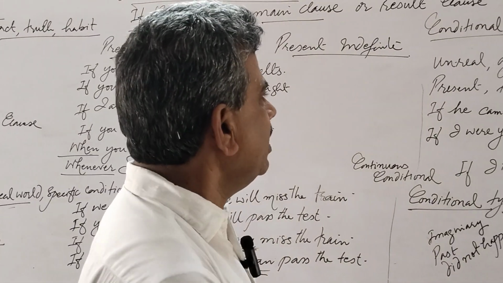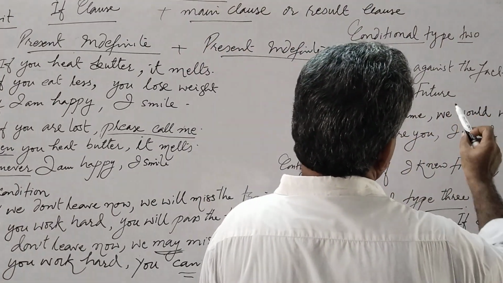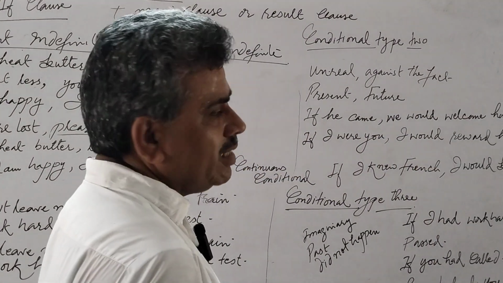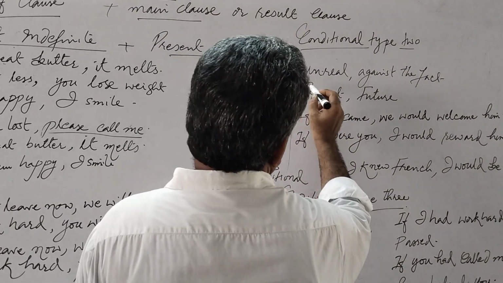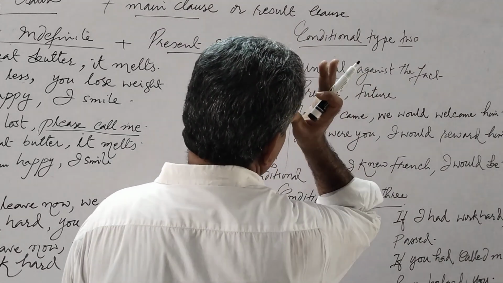Now we are going to type 2. Conditional type 2 is a very special conditional. This is unreal and against the facts.